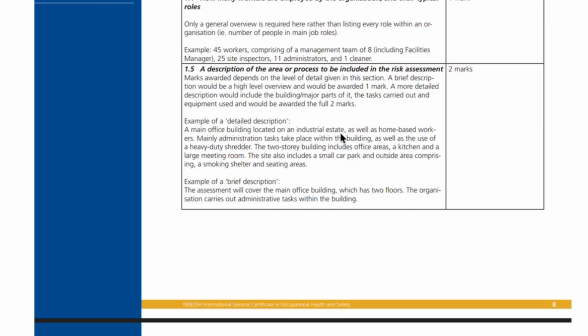Okay, if you see the example, a main office building located on an industrial estate, as well as home-based workers. Mainly administration tasks take place within the building, as well as the use of a heavy-duty shredder. A two-story building includes office areas, a kitchen. So this is basically the detailed information on where you plan to carry out the risk assessment.